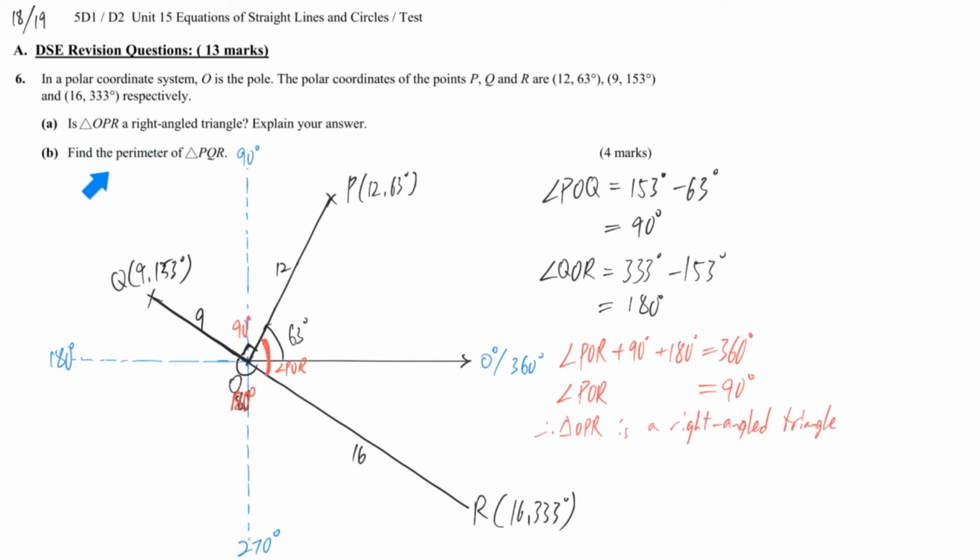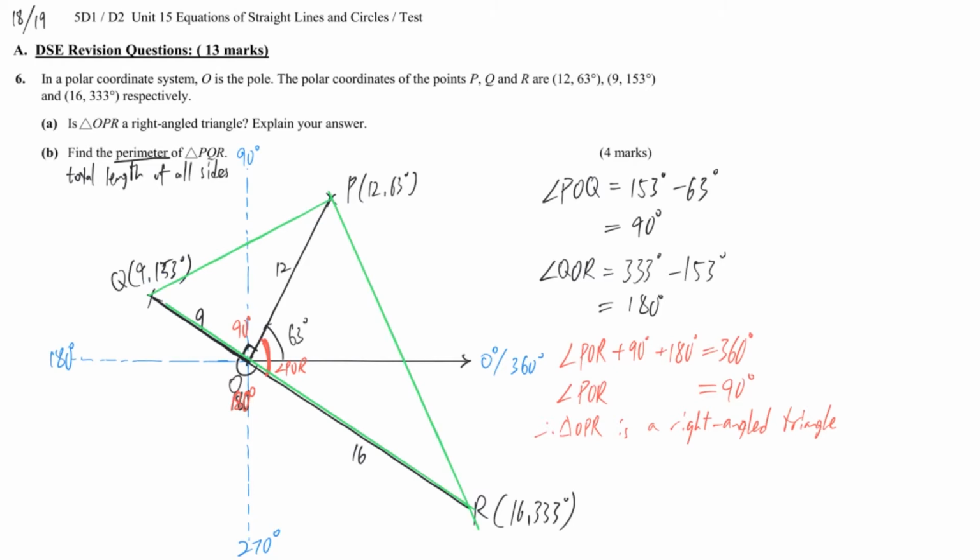In part B, we are going to find out the perimeter of triangle PQR. The word perimeter means the total length of all sides of this triangle. So we had better draw this triangle PQR first. P connect to Q, Q connect to R, and finally R connect to P. So we are finding the perimeter of this triangle, the green triangle.